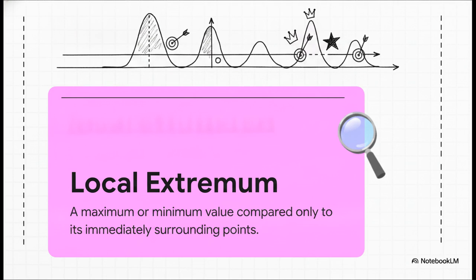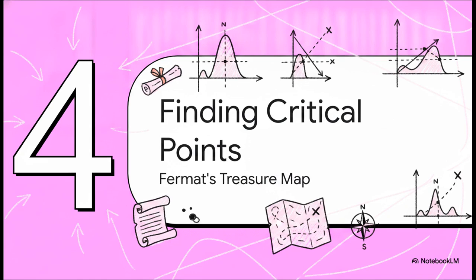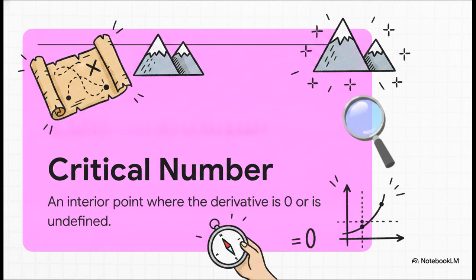They're our prime suspects. Okay, Section 4, Finding Critical Points. Fermat's Treasure Map. To actually hunt down these local extrema, we need to locate what mathematicians call critical numbers. A critical number is just an interior point in the domain of a function where one of two things happens. Either the derivative of the function equals exactly 0, or the derivative is completely undefined. This definition is quite literally our treasure map, because Fermat's theorem formally states that if a function has a local extremum, it can only ever occur at one of these critical numbers.